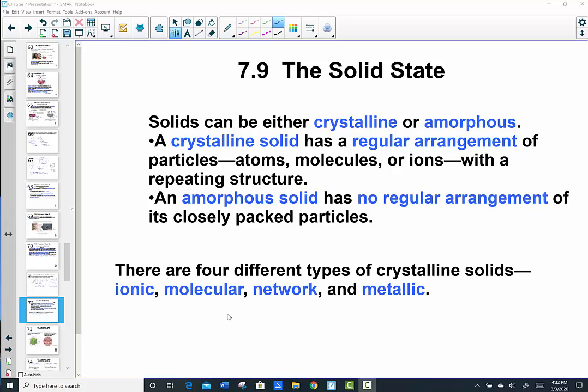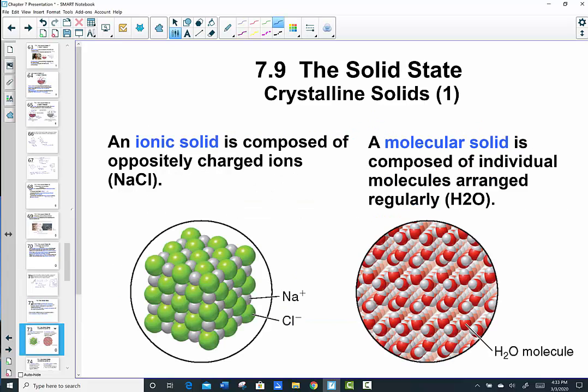Now, in this crystalline solid, we'll notice that there are actually 4 different types of crystals. We can call ionic, we'll investigate molecular, a network solid, and a metallic solid. 4 different types of crystalline solids: ionic, molecular, network, and metallic. Let's look at each one of those.